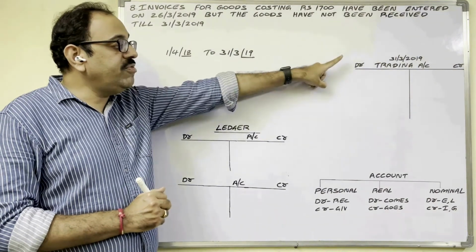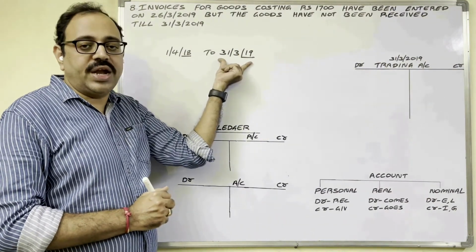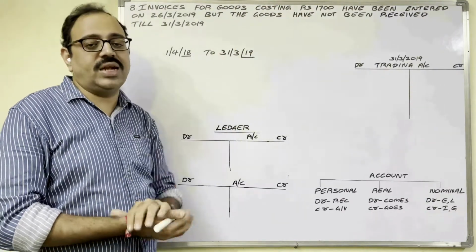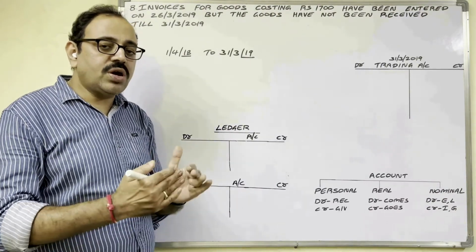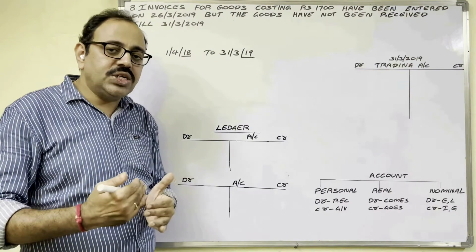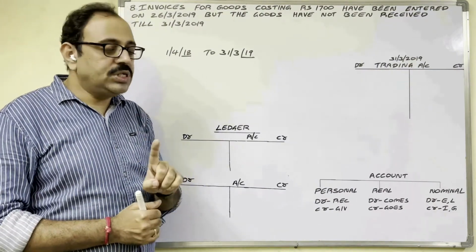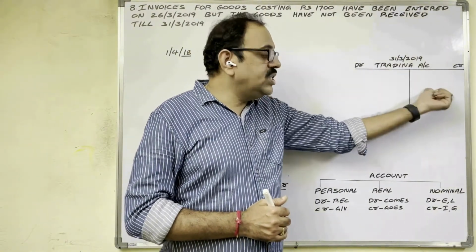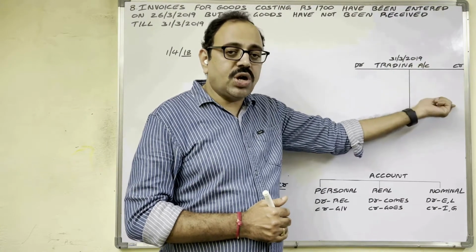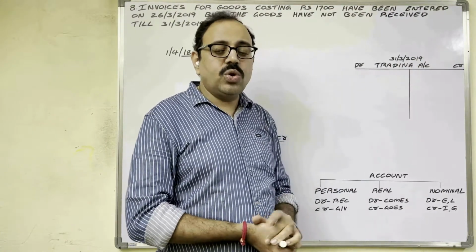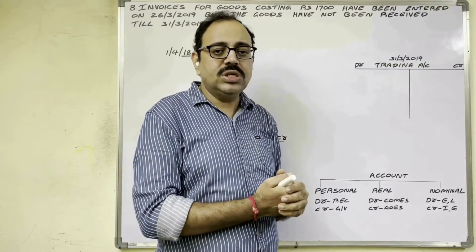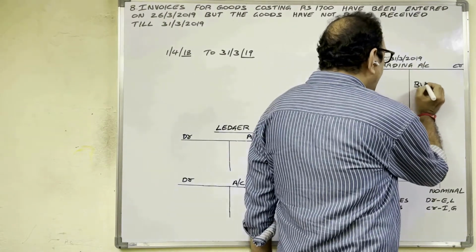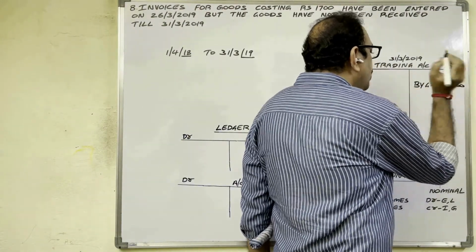Therefore, while preparing final accounts on 31st March 2019, in trading account, we have to show this 1700 as goods in transit. Which side? Closing stock appears on credit side. Goods in transit also we have to show on credit side. So purchases we have recorded on debit side of trading account. Then goods in transit, sales, closing stock, we should record on credit. So goods in transit means we purchased goods but not yet received. So credit side by goods in transit, 1700 we should record.